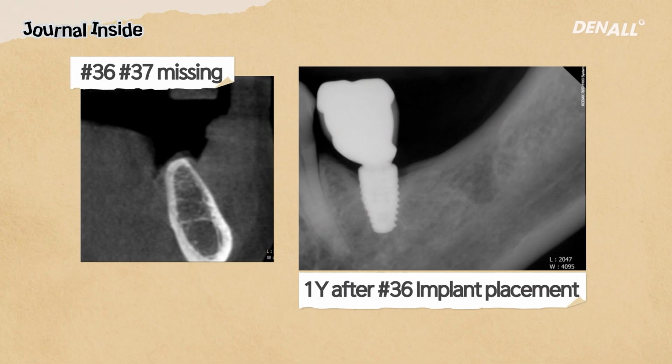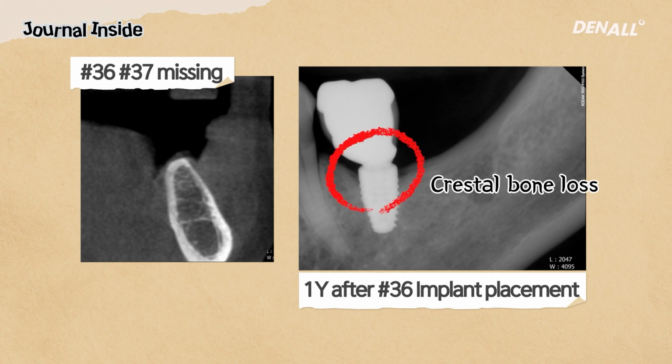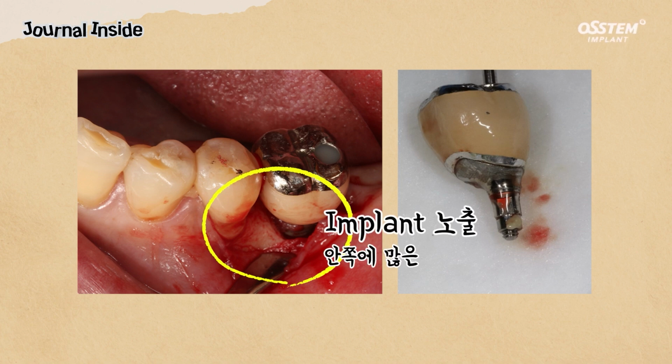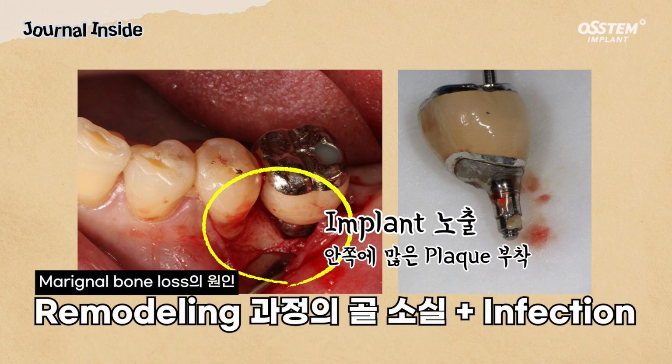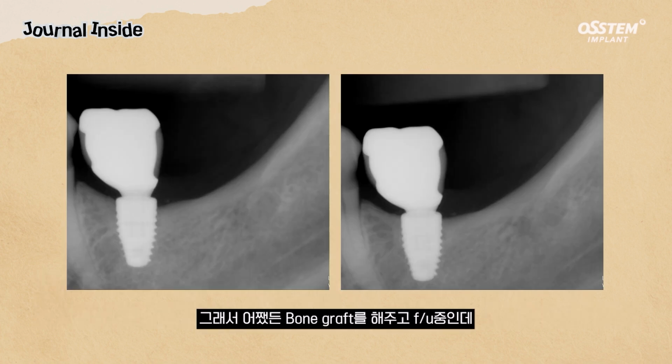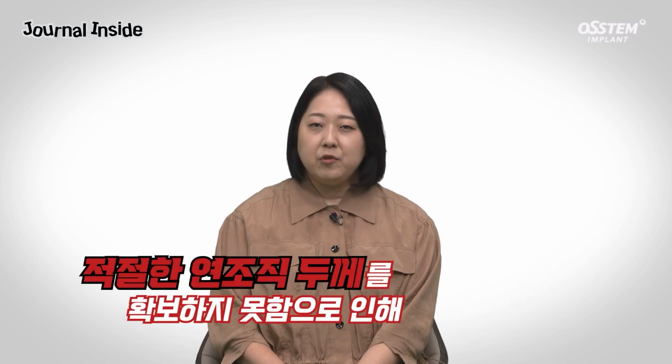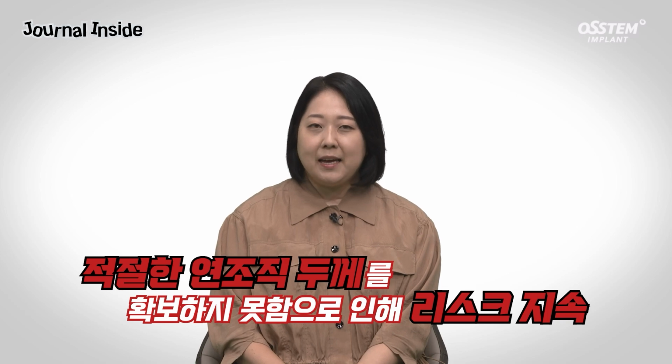Loading was performed, and this is an X-ray taken about a year later. We can find quite a bit of crestal bone loss that appeared to be early marginal bone loss. I lifted a flap and found that the implant was exposed due to marginal bone loss, and a lot of plaque was formed inside like this. This was bone loss caused by remodeling and infection. Bone grafting was performed, and the case is under follow-up, but there is still a risk of further marginal bone loss. This is because an appropriate amount of soft tissue was not secured in the first place, so that risk will continue to be there.